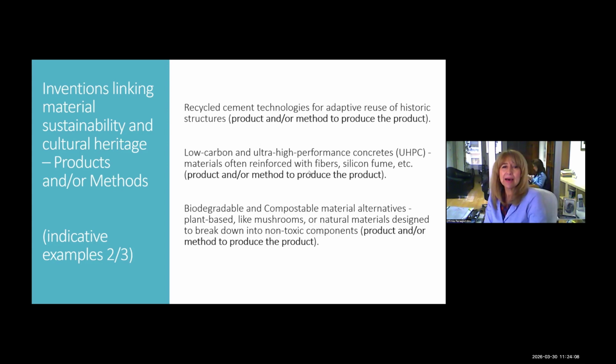Other examples, recycled cement technologies for adaptive reuse of historic structures. These cement technologies might be product and or method as well. Low carbon and ultra high performance concrete materials, often reinforced with fibers, silica fume, etc. This is also a product and or a method to produce that product. So you may ask a patent for both product and method to produce the product. Biodegradable and compostable material alternatives, plant-based like mushrooms, or natural materials designed to break down into non-toxic components. Again, here, the applicant might ask for a patent on a product and or a method to produce that product.